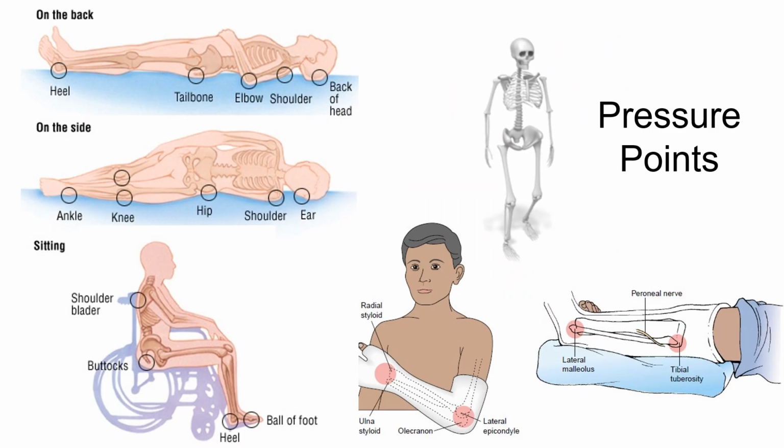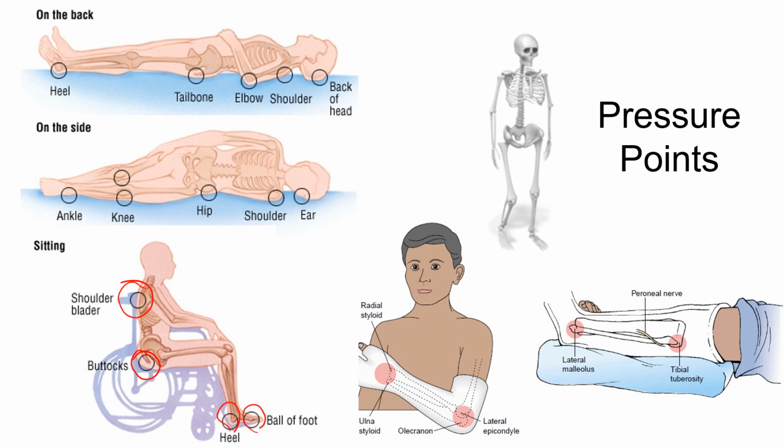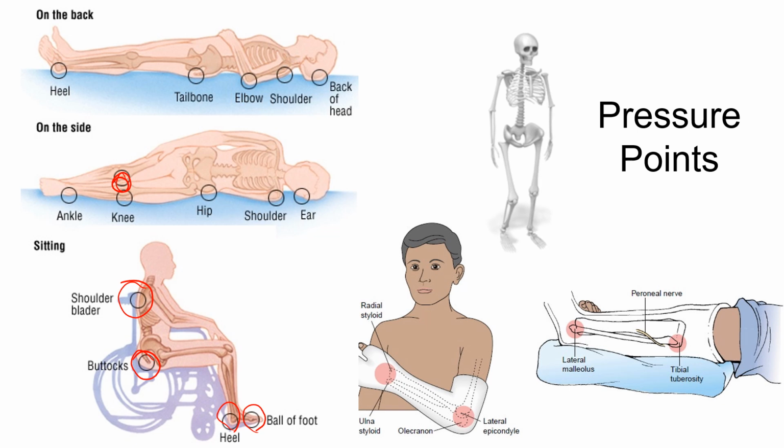So take a look at this slide. This shows the major pressure points on our skeleton, and some of them are obvious, but some you may not think of as being pressure points. If a patient is wheelchair bound, the shoulder blade and that coccyx bone there, the heel and the ball of the foot are at risk. And if the patient's laying on their side, this little spot in between the knees. So these are all spots we have to look at when we're doing our head-to-toe assessment.